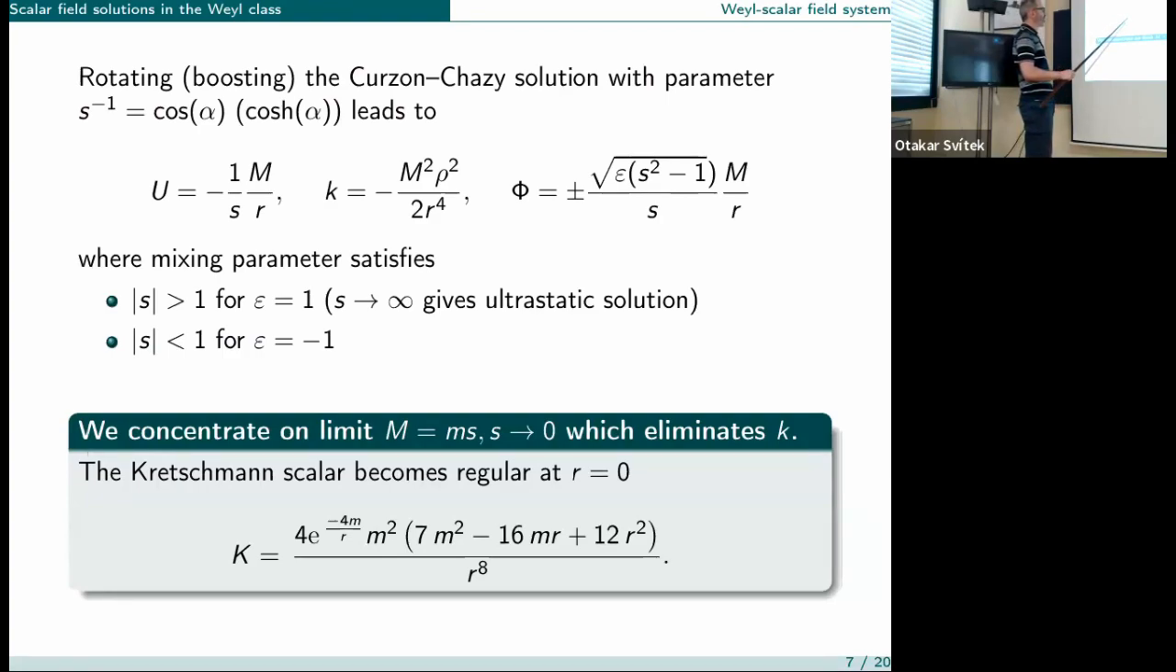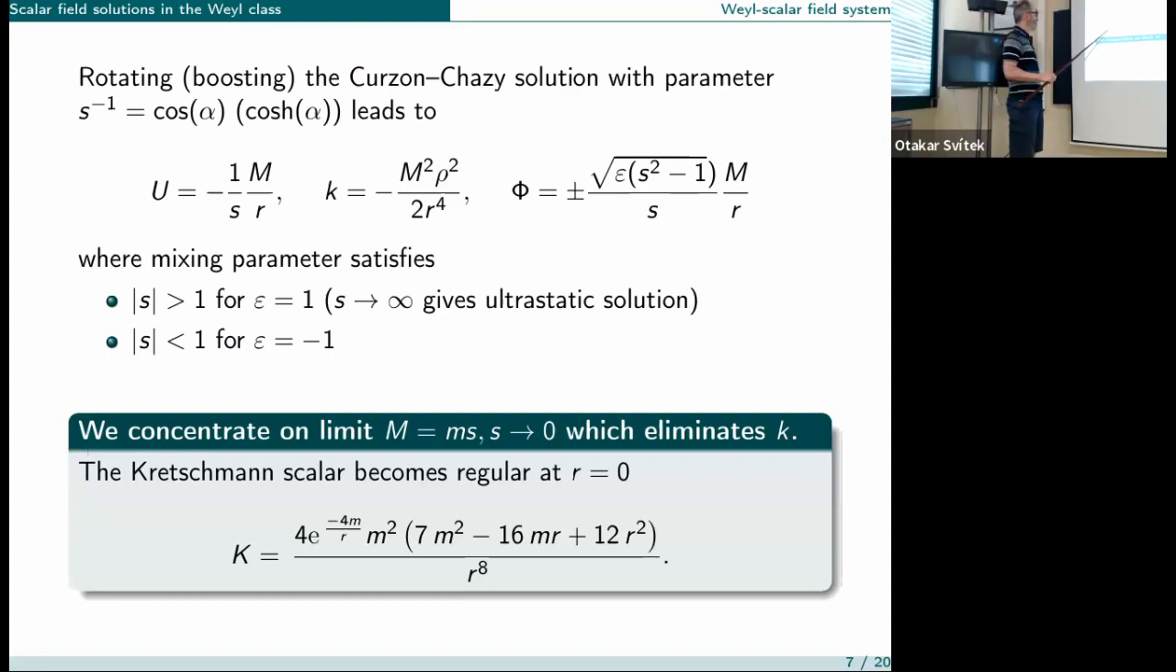So we can, for example, take the limit s going to infinity. And again, evidently, we will kill u, and we will preserve phi and k. So we will have a non-spherically symmetric but ultrastatic solution.